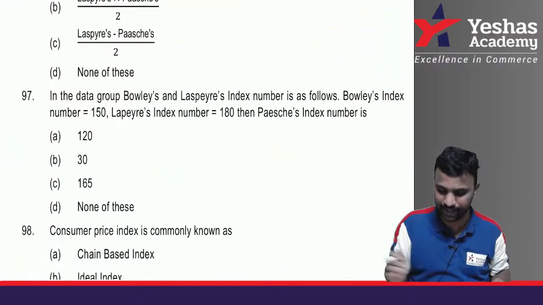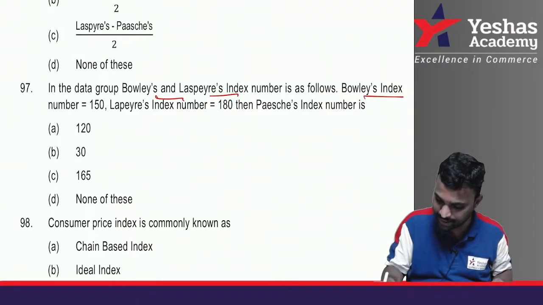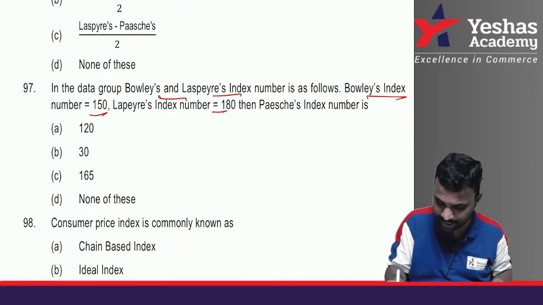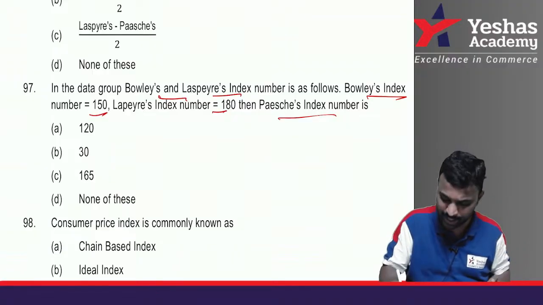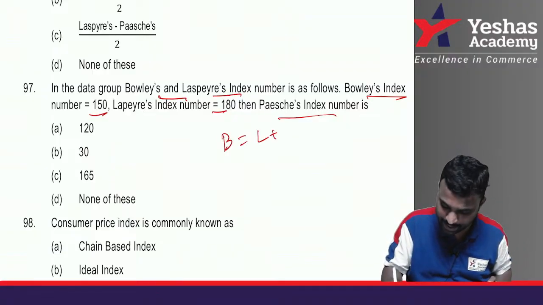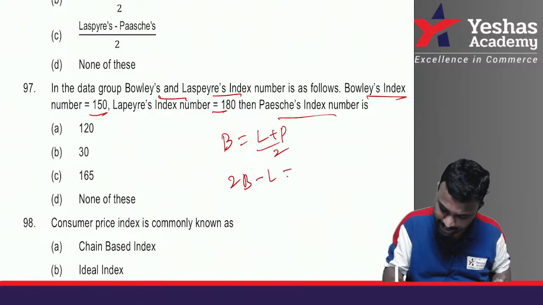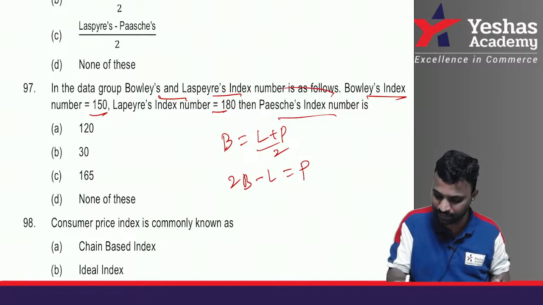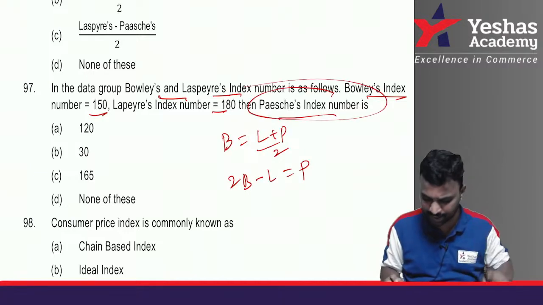Question number 97. Guys, Bowley's and Laspeyres' are given. Bowley's index is 150, Laspeyres' is 180. They're asking us to find Paasche's. What's the relationship between Bowley's, Laspeyres', and Paasche's? B is equal to L plus P divided by 2. Just the cross multiplication, 2B minus L is equal to P. Yes or no? Because ultimately we need to find Paasche's index. Just the cross multiplication and rearranging the terms.